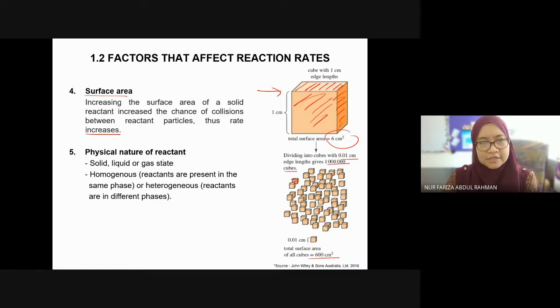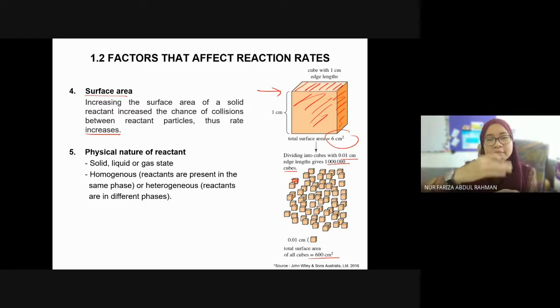Number 5, physical nature of reactant. So like what we had earlier, by nature of course they will differ from one another. Like solid, liquid, or gas state. So this is the physical nature of the substance. It can be solid, liquid, or gas state. So the slowest will be solid lah. Why is it the slowest? Because of the surface area. Because you know solid is solid lah kan.